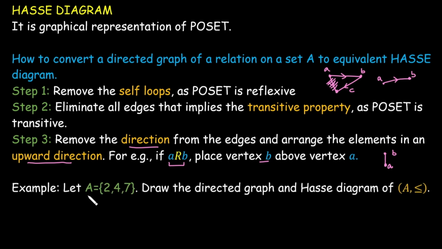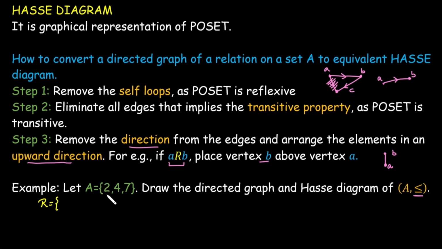For example, in this case, we have taken the set A that contains the three elements 2, 4, 7. We need to draw the directed graph and the Hasse diagram with respect to this relation. We have already learned in the previous video that the set of integers with less than equal to relation is a poset. So there is no need to figure out whether this is a poset or not. Directly we will move to the directed graph. But before that, first write the ordered pairs in the relation.